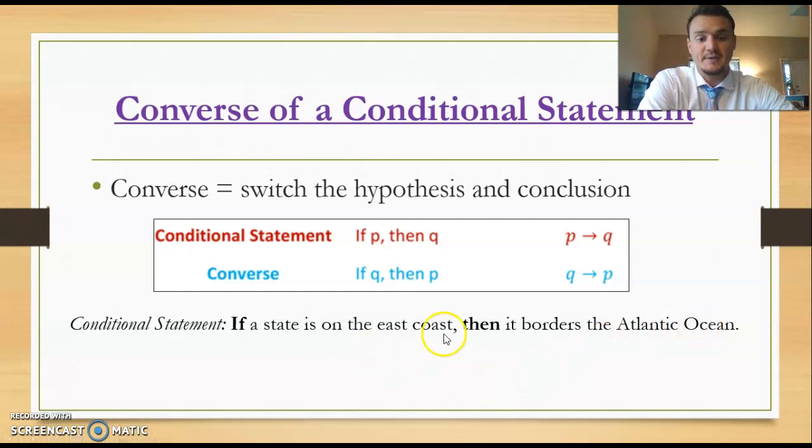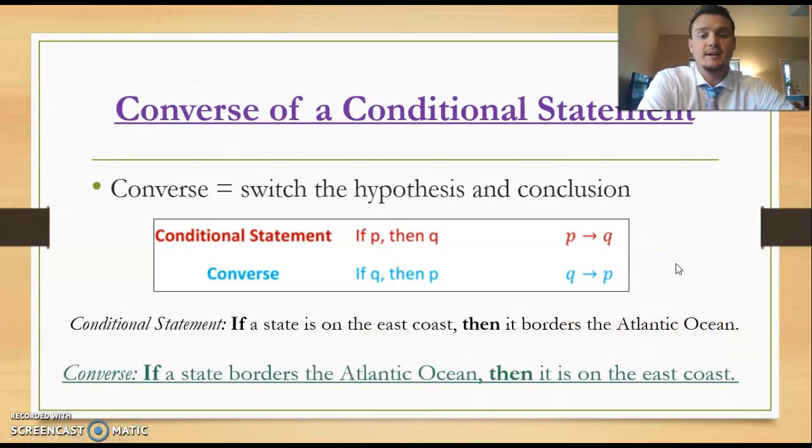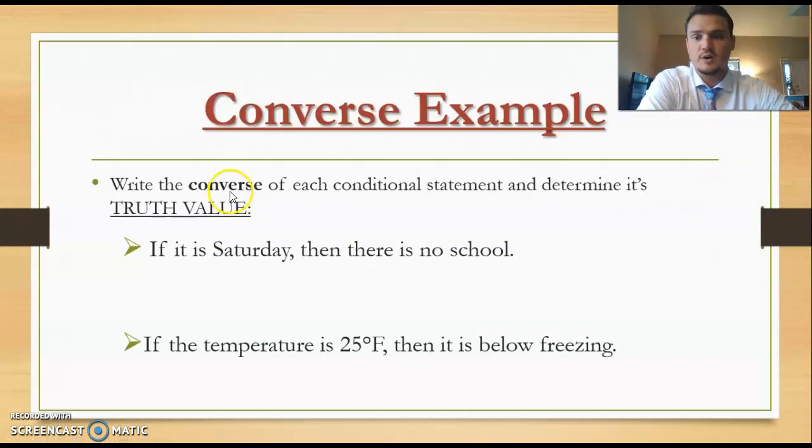If we write the converse of this statement, it would read, if a state borders the Atlantic Ocean, then it is on the East Coast. So converse, you're just switching around the hypothesis and the conclusion. We do this with a lot of theorems. That's why the converse is pretty important here. Let's look at some examples.